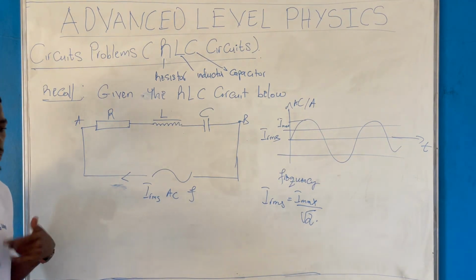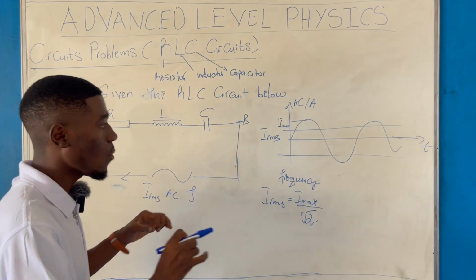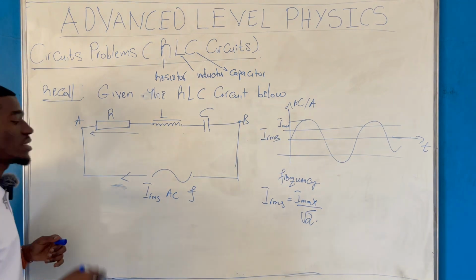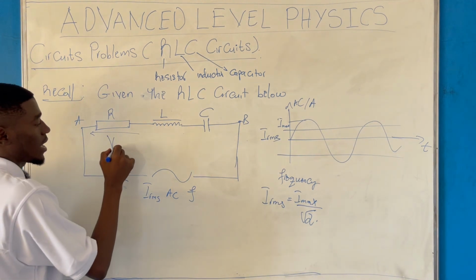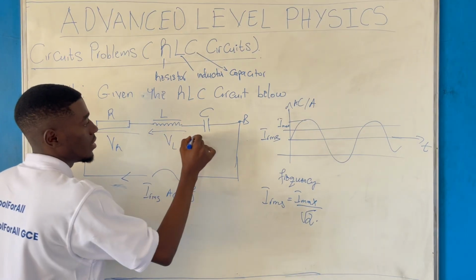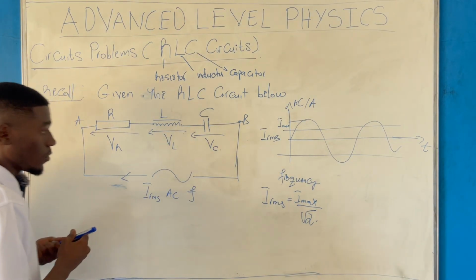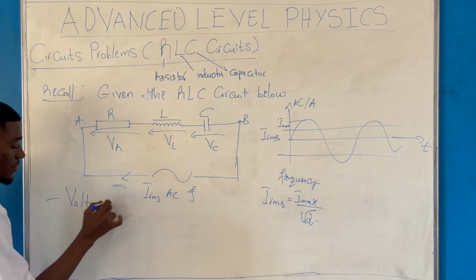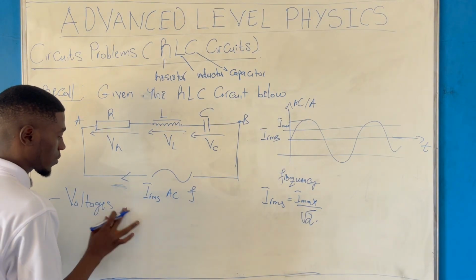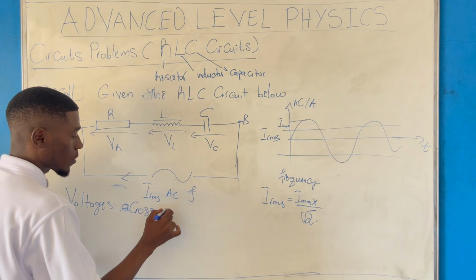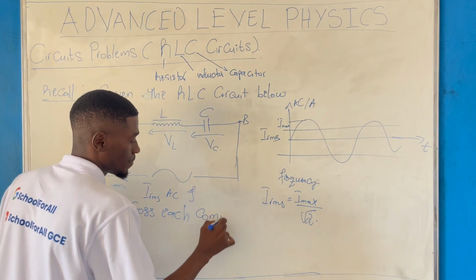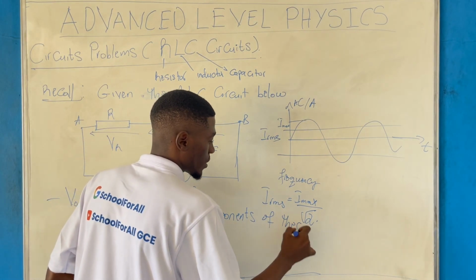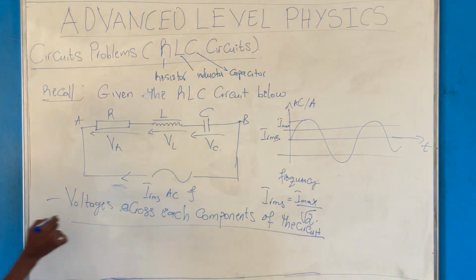Now, if I want to come out with the voltage of each component of my circuit, since current is going like this, the voltage will go in the opposite direction to the current. So here will be VR, here will be VL, here will be VC. On the diagram, let us come out with the different voltages across each component of the circuit.